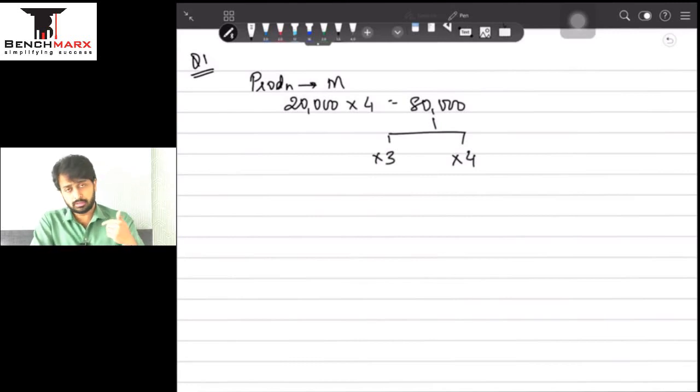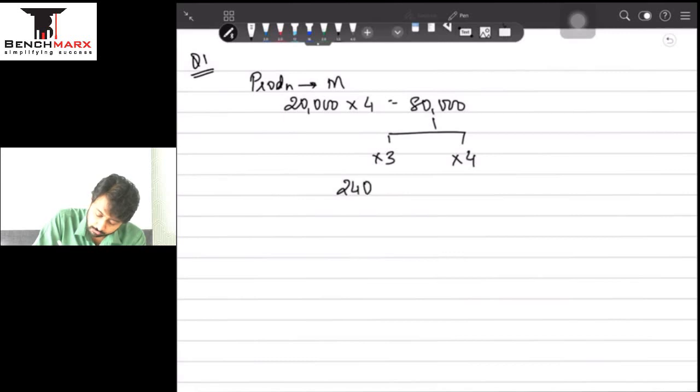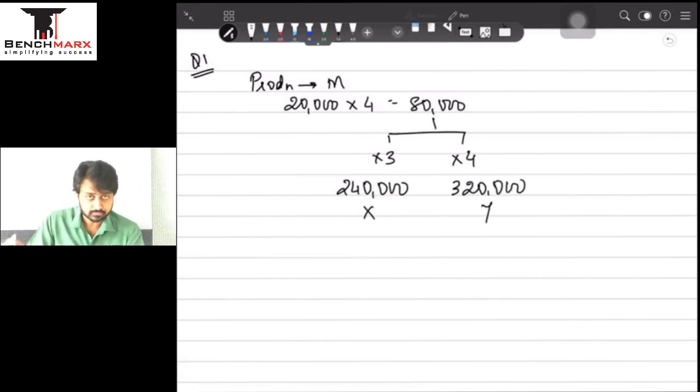This 80,000 into 3 is my requirement or consumption of first material, and that into 4 is the net requirement of the other material, which appears to be 2,40,000 for X and 3,20,000 for Y. Now this is the net amount of input sitting in my finished goods. ये 80,000 जो अपना finished goods है.